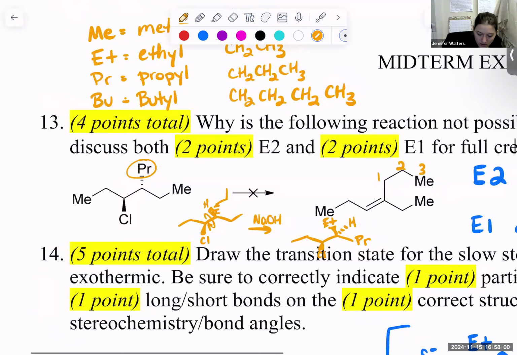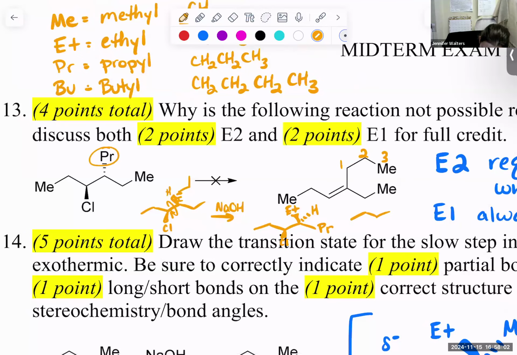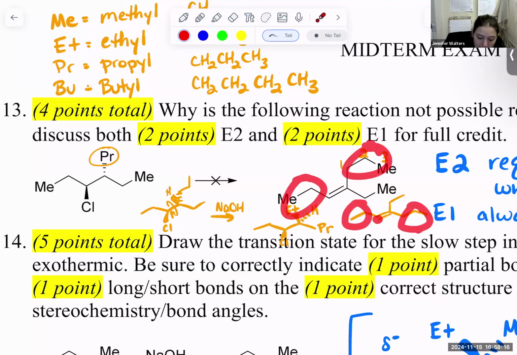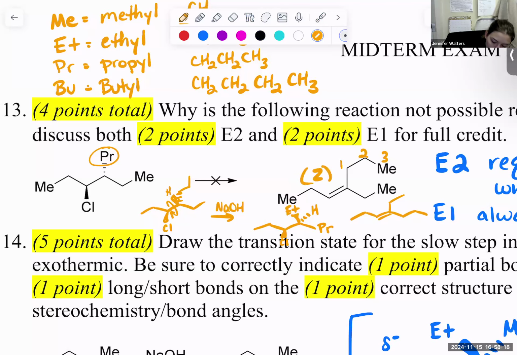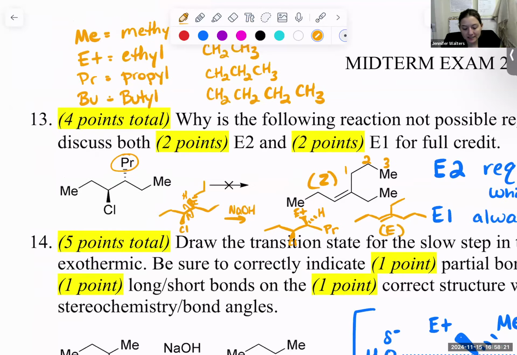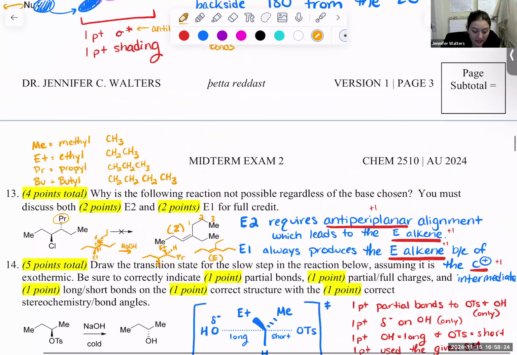So when I do that, that is going to make this alkene, which is the E alkene. This is Z. So we are unable to do it because in E2, it must be antiperiplanar, and the antiperiplanar alignment with that starting material leads to the E alkene. So that's why that structure cannot lead to that product in an E2 reaction ever.